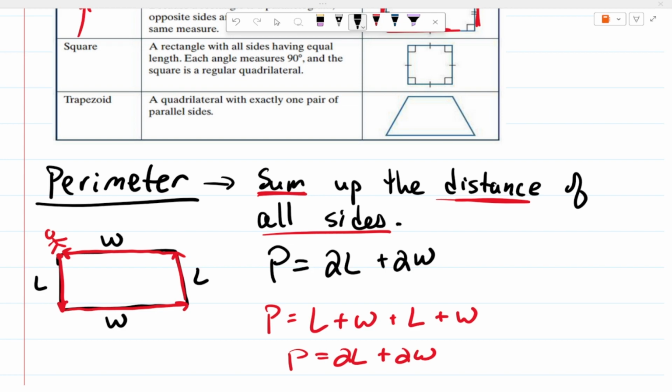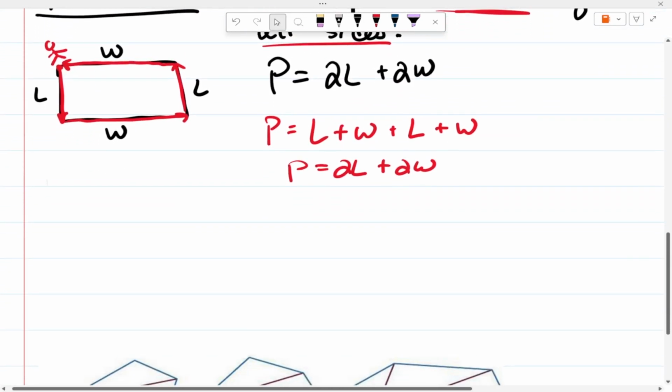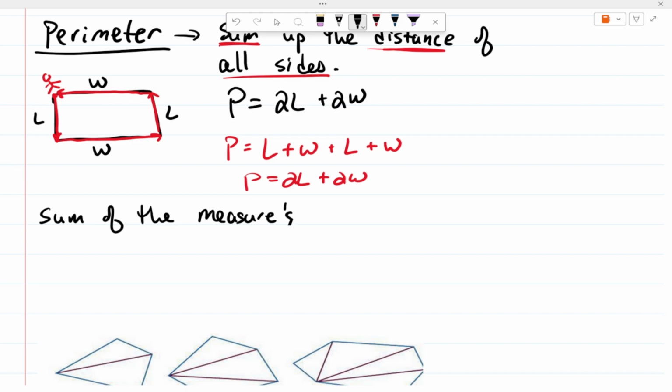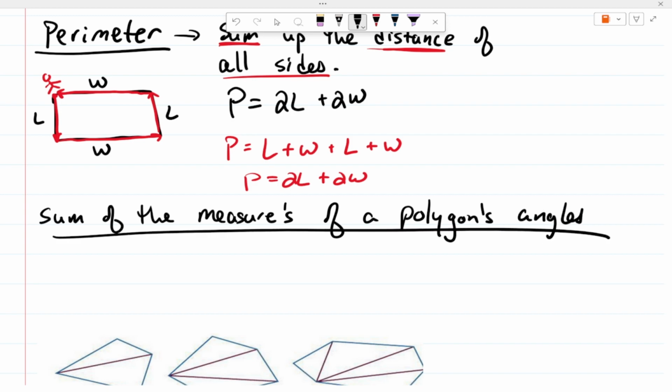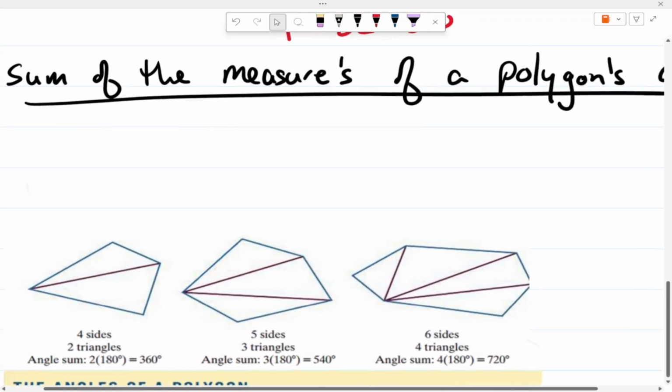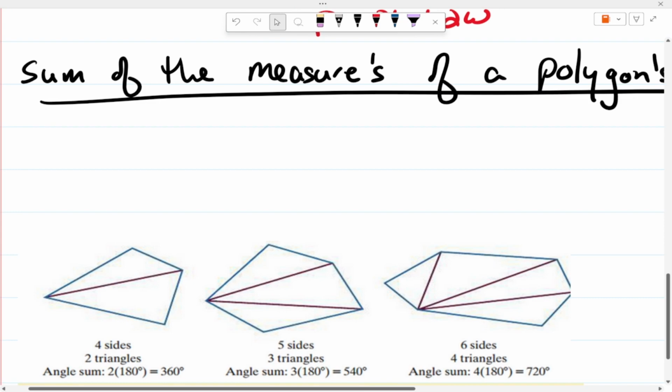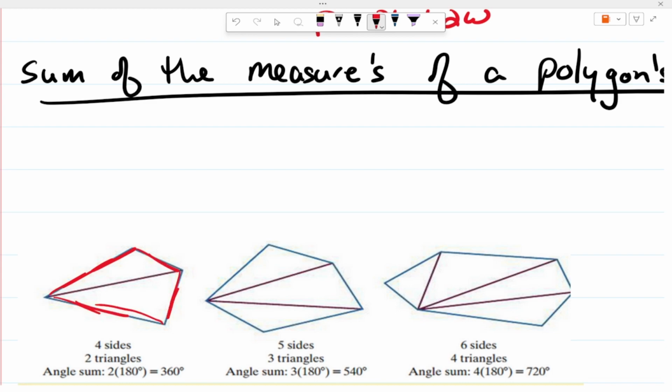Now, the next thing I want to go over is going to be the sum of the measures of a polygon's angles. So if we look at this picture right here, all right, notice that we have a polygon with 4 sides. So 1, 2, 3, 4 sides.